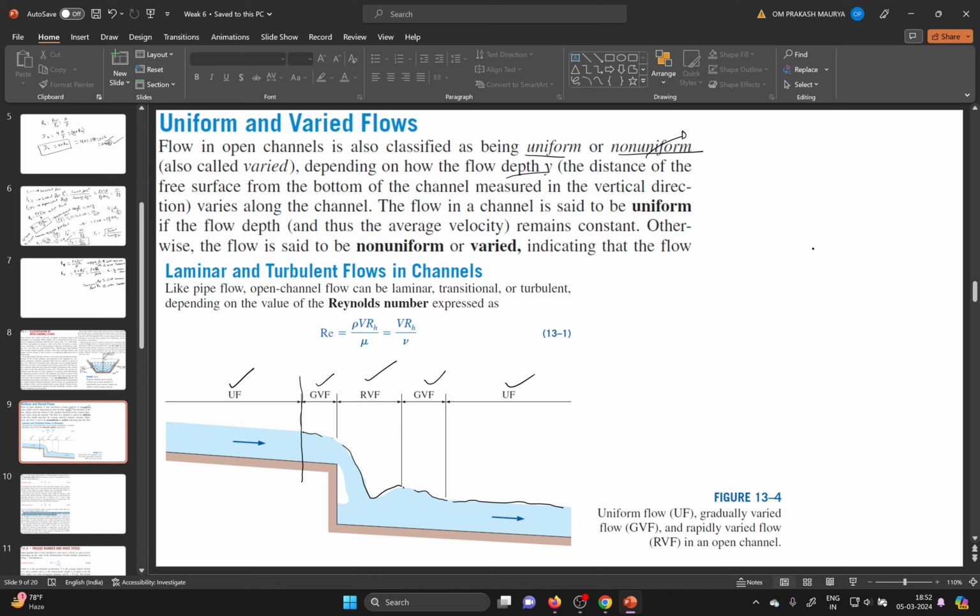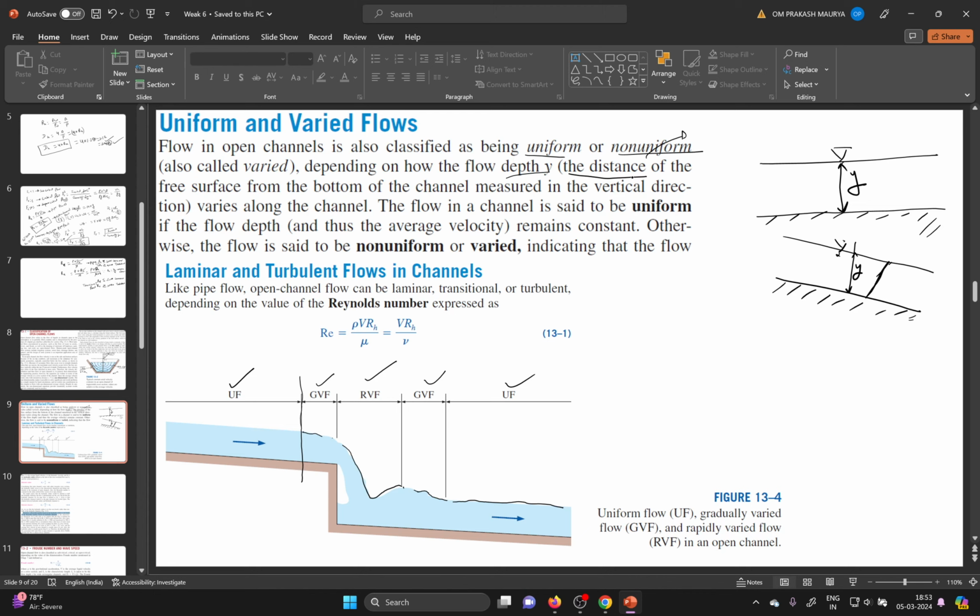Depth here means that if your channel is like that, your depth is this. But if the channel is like that, in the vertical direction your depth is this, not this one, normal to it. So this is the depth we are talking about: the distance of the free surface from the bottom of the channel, measured in the vertical direction, which varies along the channel.